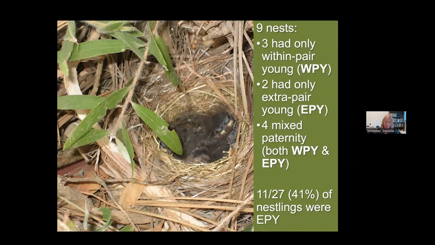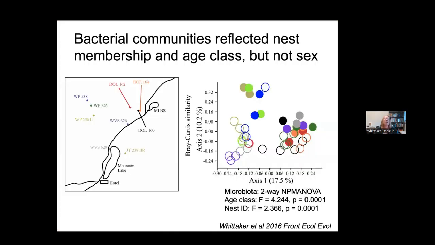So overall, I had 27 nestlings in the study, and about 40% of them were extra pair young. And this was great because it gave me a variety of genetic relatedness to work with in my study. So starting with the bacterial communities, looking at the results there.